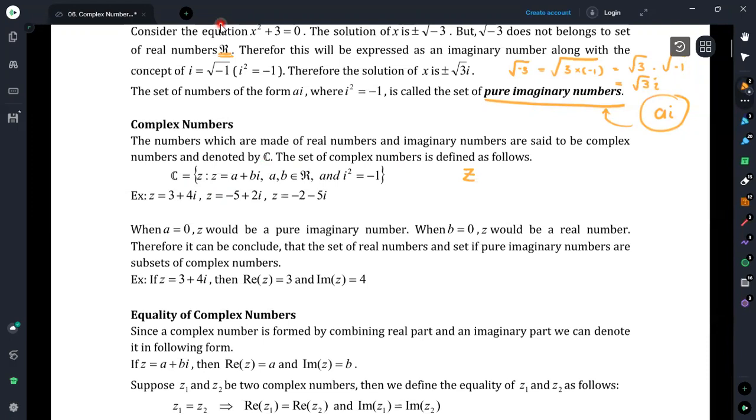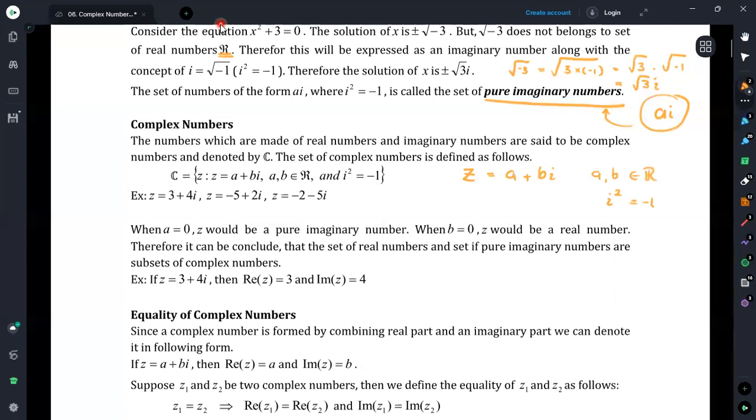Then, if you can find out the Z in a way that Z equals A plus B times I, where A and B belong to the set of real numbers, and in a way that I squared equals minus 1. If all these conditions are satisfied, A and B are real numbers and the value of I squared equals minus 1, then we can construct a complex number in the form A plus BI. This is said to be the form of a complex number.